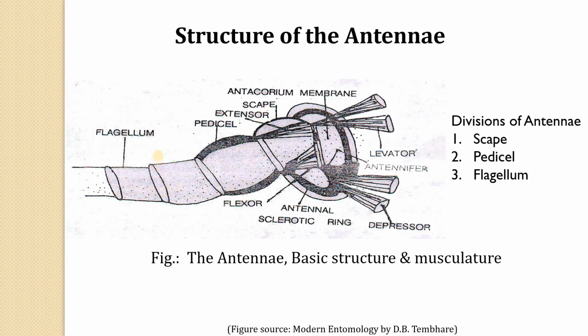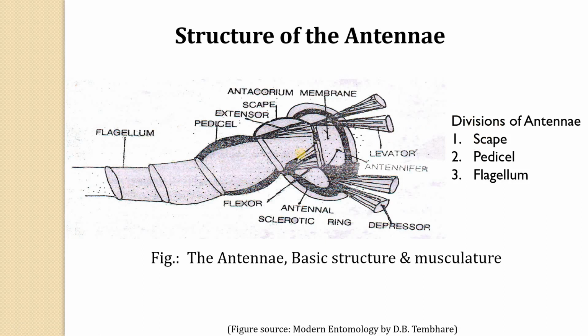So in this way, structurally, there are three divisions of the antennae: the basal segment known as the scape, the middle segment known as the pedicel, and the terminal multi-segmented part referred to as the flagellum. Now, as we have already discussed, the scape and pedicel are single segmented, meaning each is made up of only a single segment, and these two segments are actually responsible for articulation of the antennae.